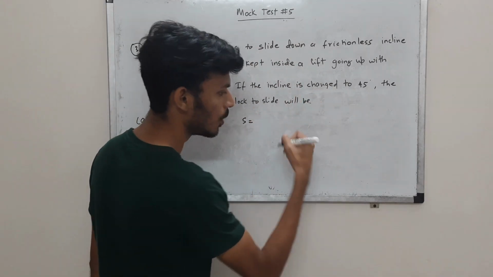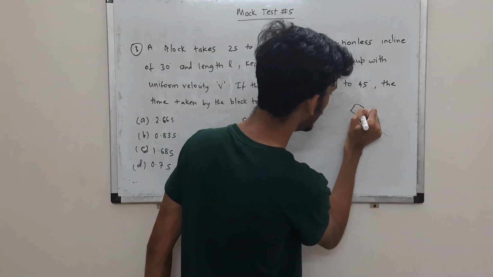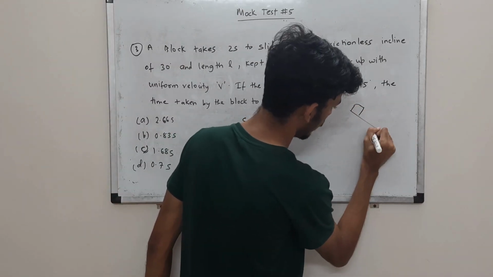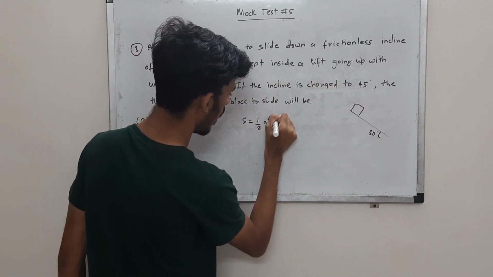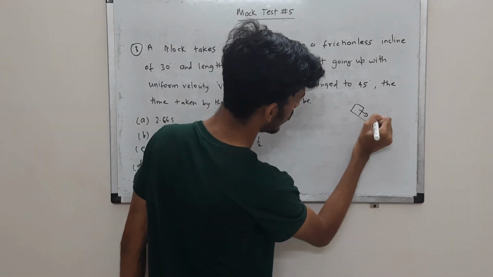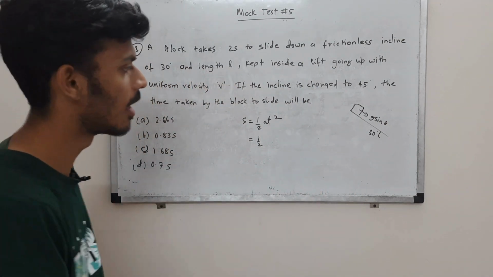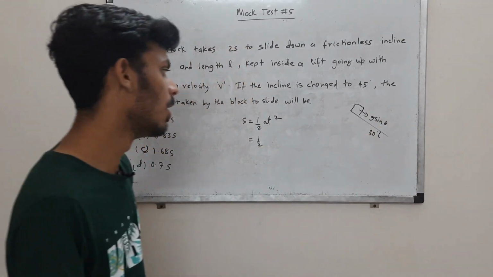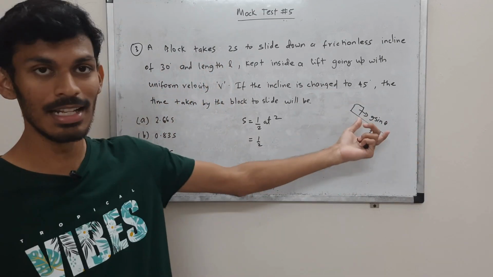So s is equal to ut plus half at square, right? So when we have the block sliding down, initially it begins with 0 velocity, right? So that ut term we can ignore. So here we have half at square. Half acceleration, if you see along the incline, it is g sin theta, right? Perpendicular to the incline, g cos theta. Just resolving g. So the acceleration that we have down the incline is g sin theta.